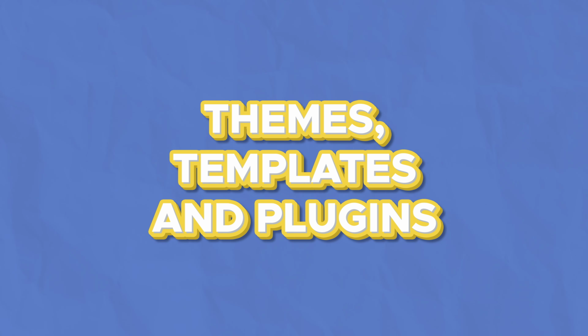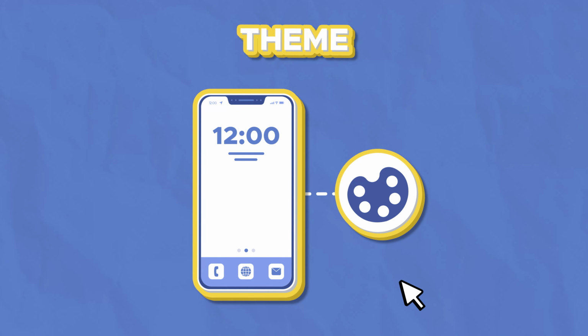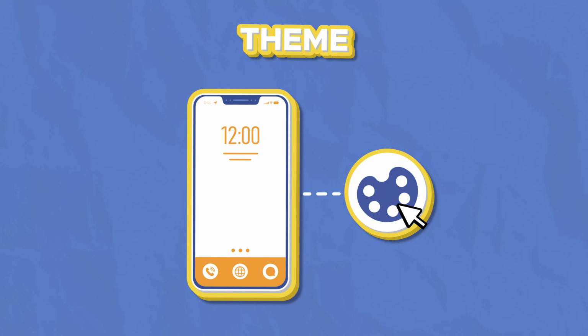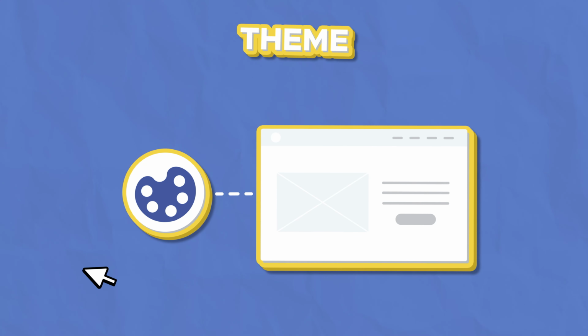What are themes, templates, and plugins? Imagine you just bought a new phone. It already comes with a default look. The icons, fonts, colors, and shadows are all set. But chances are you'll want to make it your own. So you open the settings, pick a theme you like, and suddenly the icons, colors, and even the whole vibe of the interface change. A theme in WordPress is like changing the theme on your phone.